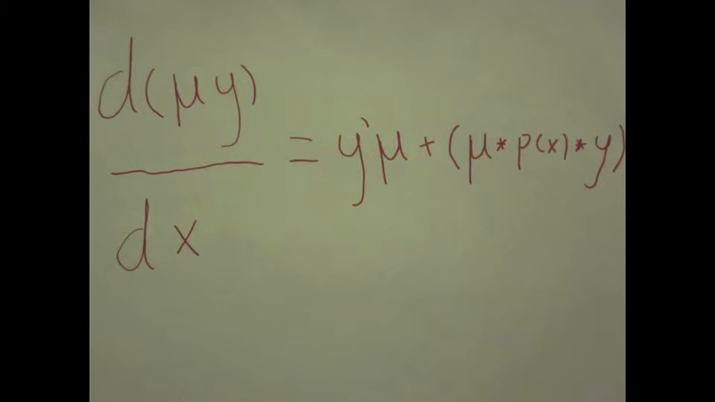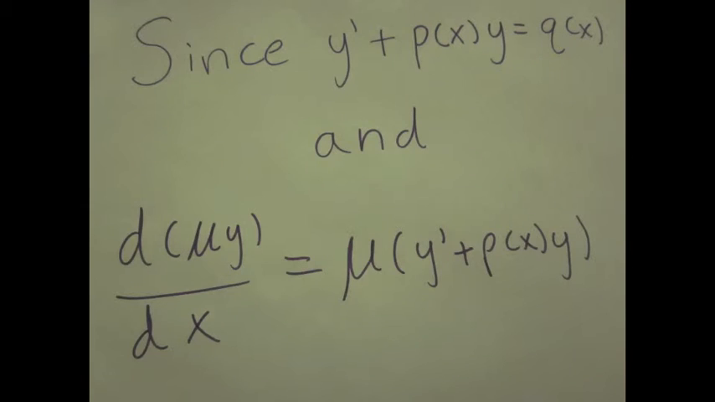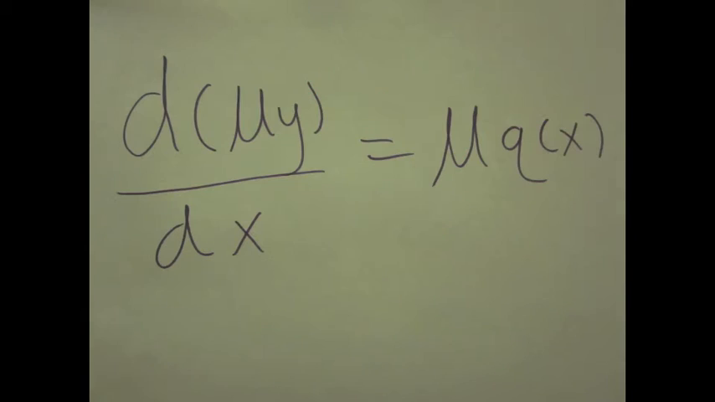Now we want to factor out mu, so the derivative of mu times y can be rearranged so that it equals mu times y prime plus p of x y. And we've already defined that when you're working with this integrating factor, that it needs to be of the form y prime plus p of x times y equals q of x, and we see right here that that's already come up in our differential equation. So we can just substitute q of x for the inside of the parentheses, so that the derivative of mu times y is mu times q of x.